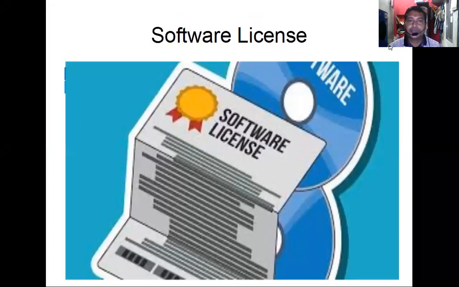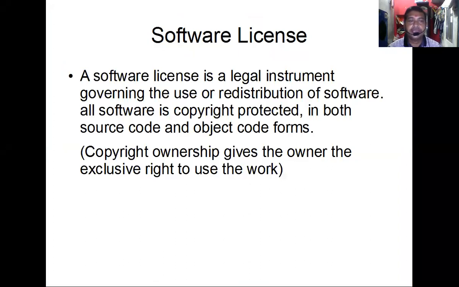Software license. Then what is a software license? A software license is a legal instrument governing the use or redistribution of software. All software is copyright protected in both source code and object code forms.